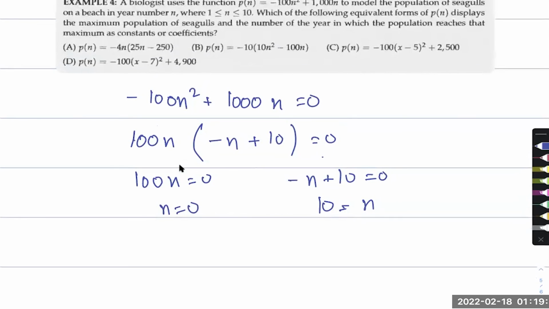Sir, where did the minus n come from? I took 100n as common, so minus 100n squared becomes minus n. Okay. Acha.